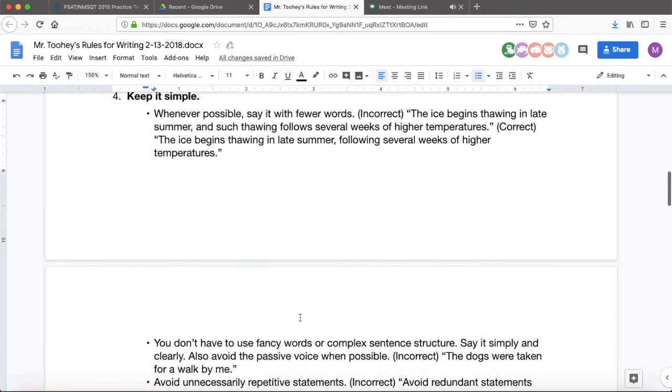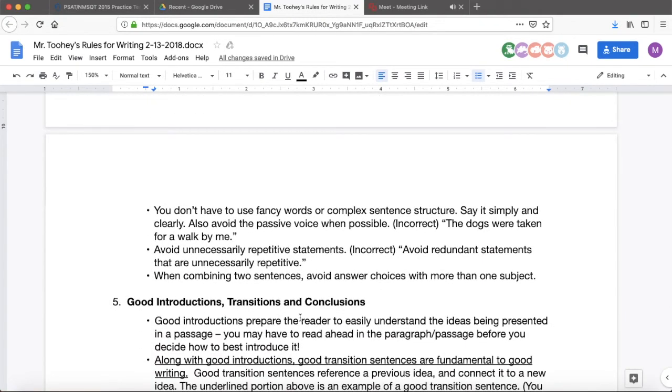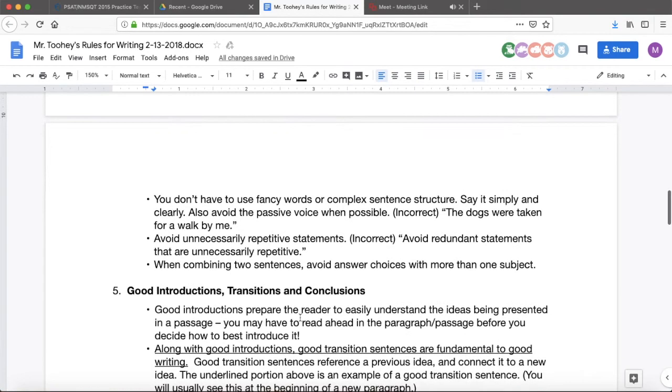Ava. You don't have to use fancy words or complex sentence structure. Say it simply and clearly. Also avoid the passive voice when possible. Incorrect: The dogs were taken for a walk by me.